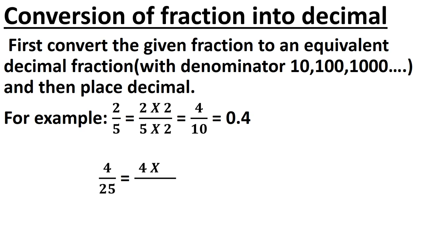See one more example. 4 upon 25. We cannot make 25 into 10, but we can make it 100. 25 4s are 100. So multiply the numerator also by 4. 4 multiplied by 4 is 16. So 16 upon 100, and it is equal to 0.16.